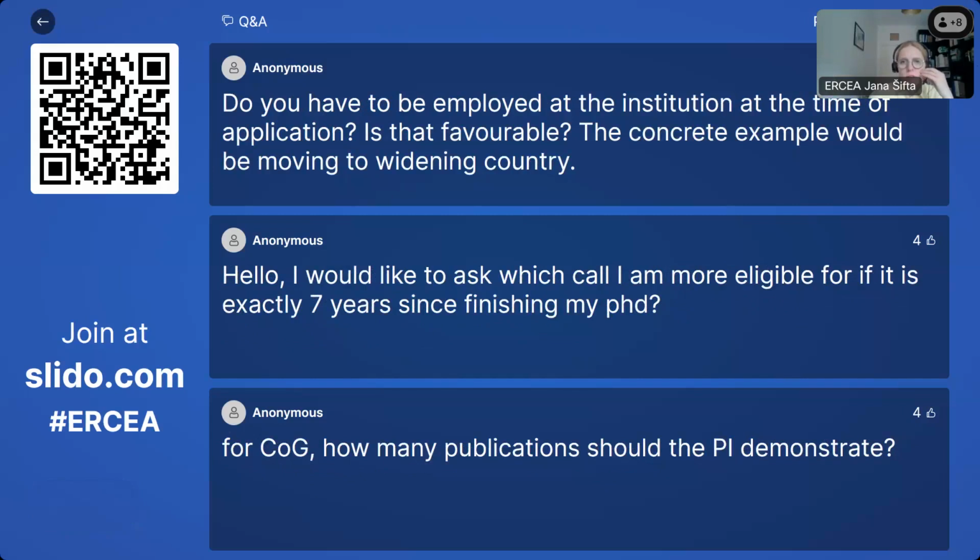Very clear. So you need to segment your project in a way that shows the structure of it, the timeline of it, but it doesn't necessarily have to be a work package approach.